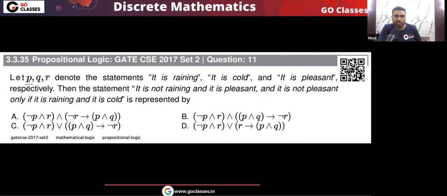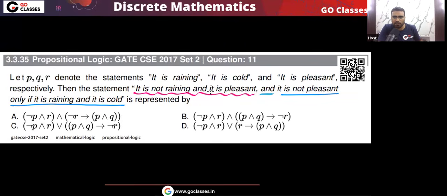First of all, you can see that these three statements P, Q, R are given to us. This is P, it is raining. This is Q, it is cold. This is R, it is pleasant. Now the question is asking us to convert this English statement into a propositional logic expression. We are saying that it is not raining and it is pleasant, and it is not pleasant only if it is raining and it is cold. So tell me how to write this.